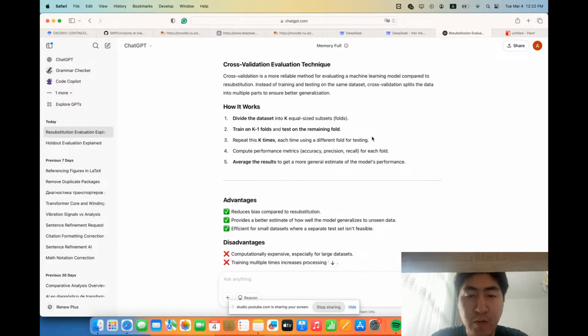So train the k folds and repeat this k times, each time using a different fold for testing. Compute performance metrics, accuracy, precision, recall for each fold. Average the results to get a more general estimate of the model. So what are its advantages?